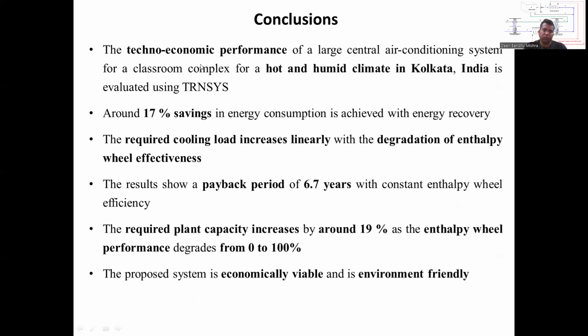And this is the conclusion. The techno-economic analysis of a large air conditioning system for a classroom complex in Kolkata is carried out using TRNSYS 17 software. With the application of the enthalpy wheel and desiccant wheel, 70% of energy can be saved. The required cooling load increases linearly with degradation of the enthalpy wheel, and with degradation from 0 to 100%, the required plant capacity increases by about 19%.